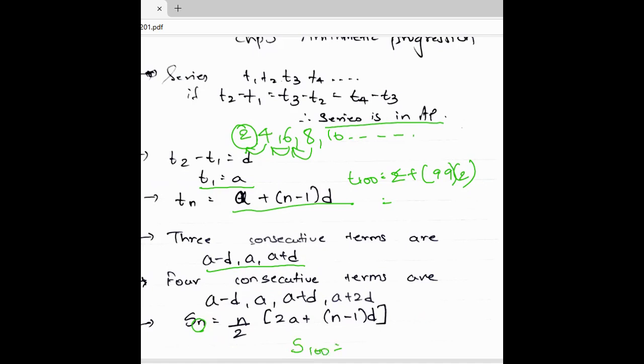S100 equals n by 2. N stands for the number of terms whose sum I want to find. So, 100 by 2 in brackets, 2 into A. A, as we have discussed, is the first term, plus n minus 1, that is 100 minus 1, into D. D is 2.